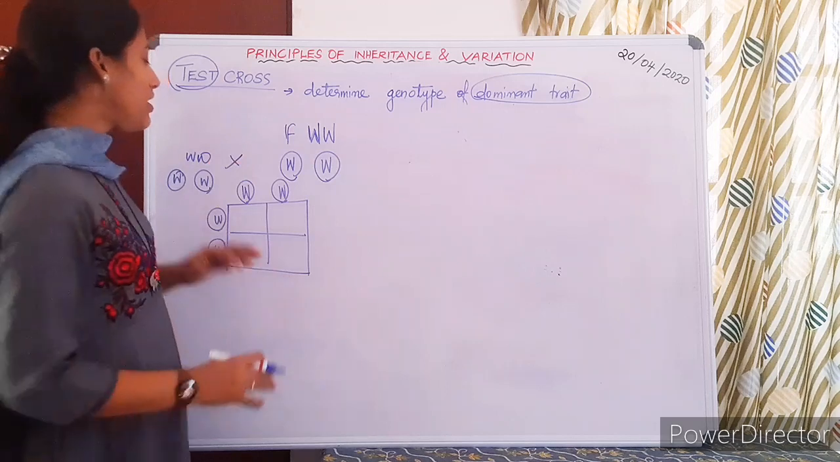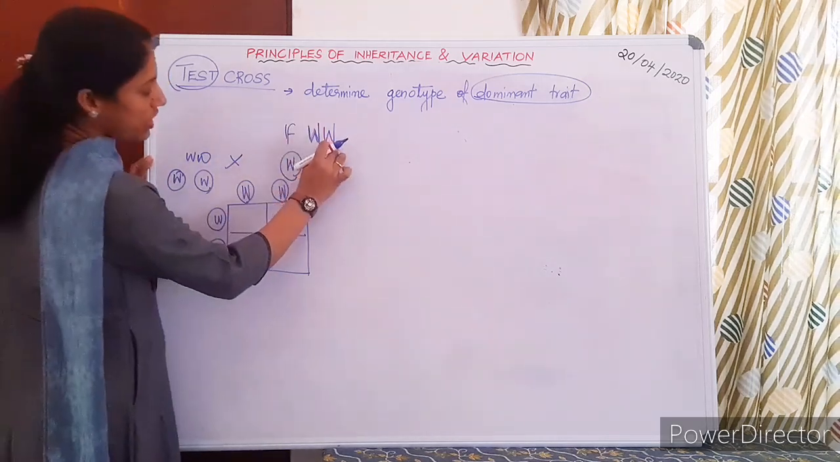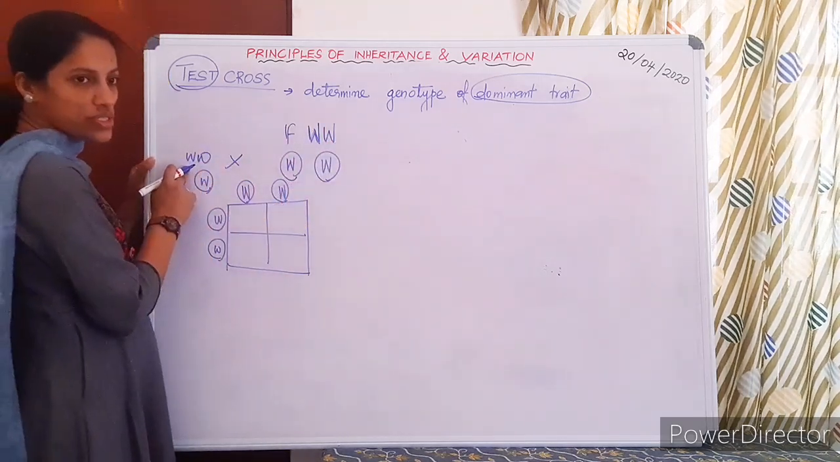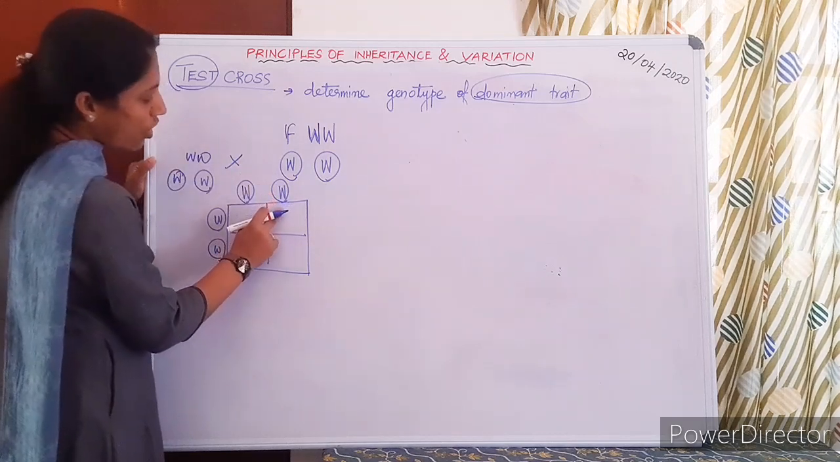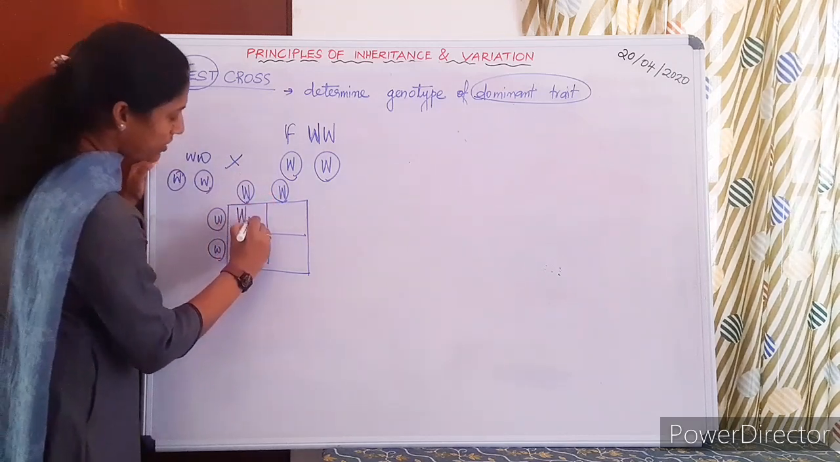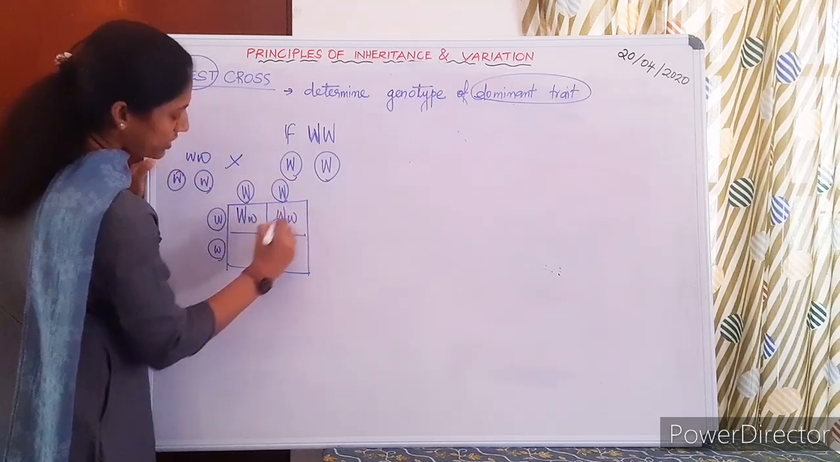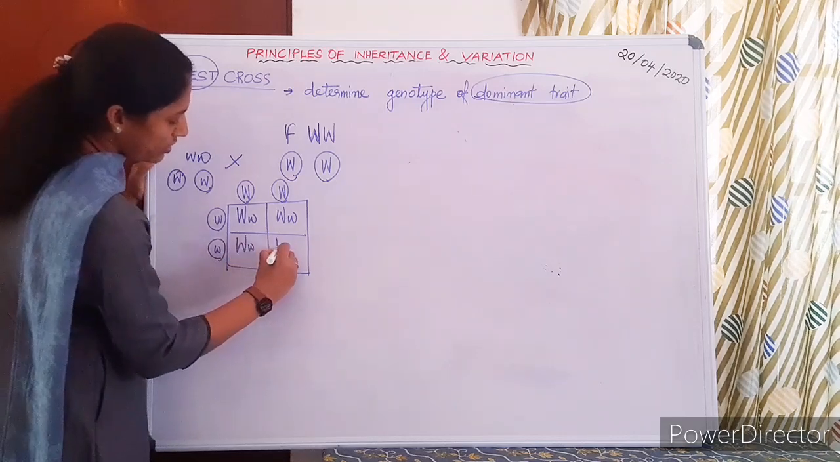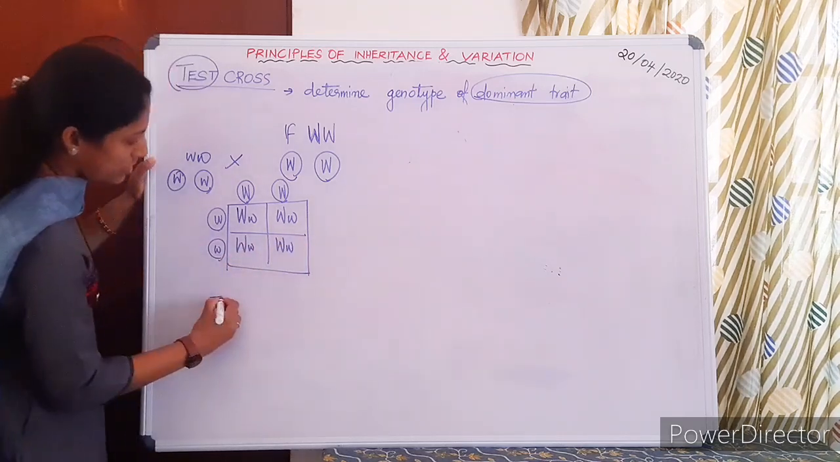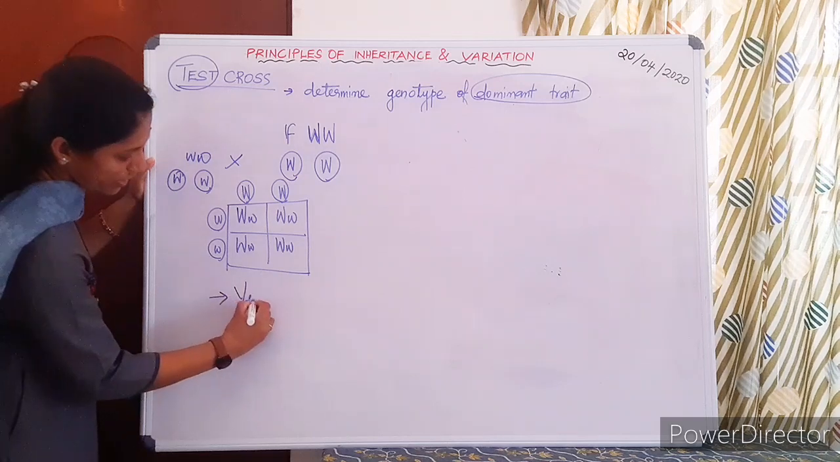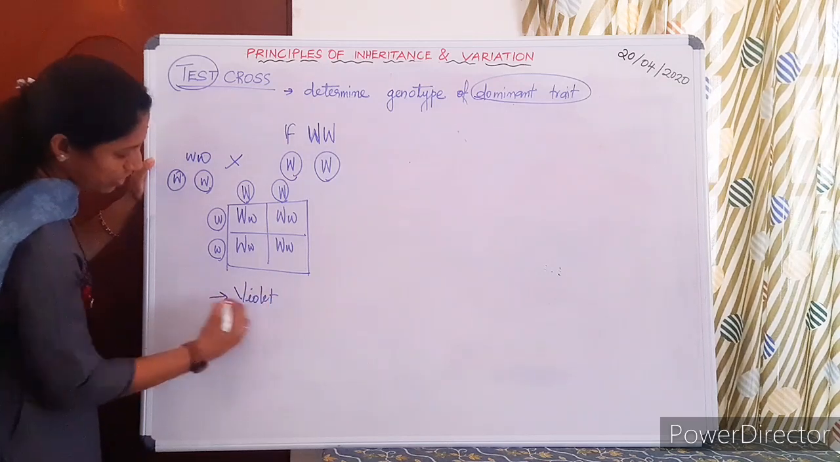So, you are very clear. If the plant is homozygous, when it is crossed with the recessive, it will produce all the progeny with capital W, small w. That is, all the members will be what? With violet flowers. Okay, all violet.